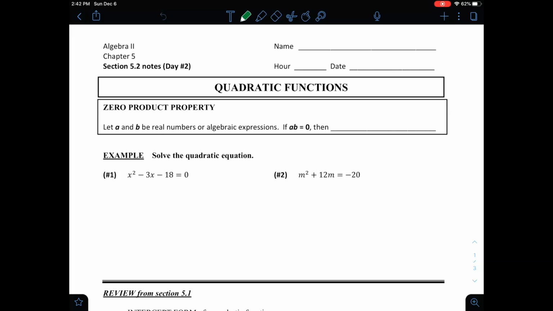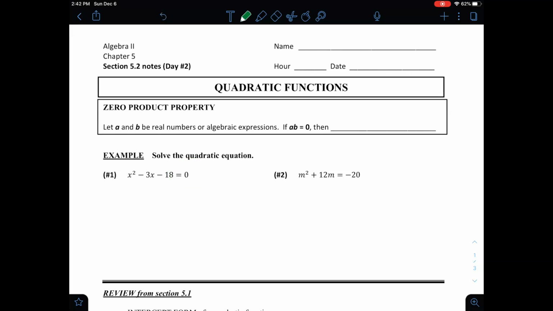We're continuing with 5.2. This whole chapter is about quadratic functions, and today we're talking about solving quadratic functions. Yesterday, or the day before, well, day one, I guess, was all about factoring and the different types of factoring from Algebra 1. And so today we're going to take that process and actually solve. We solve quadratic equations when they're equal to 0.